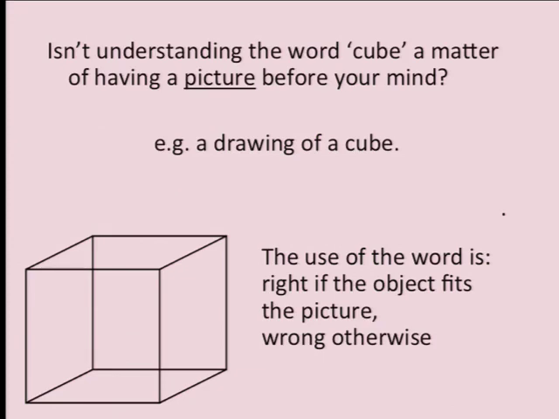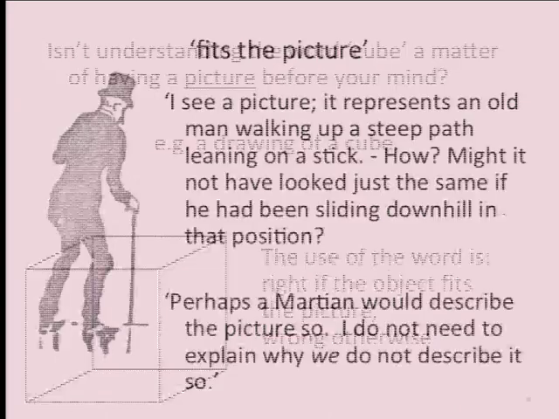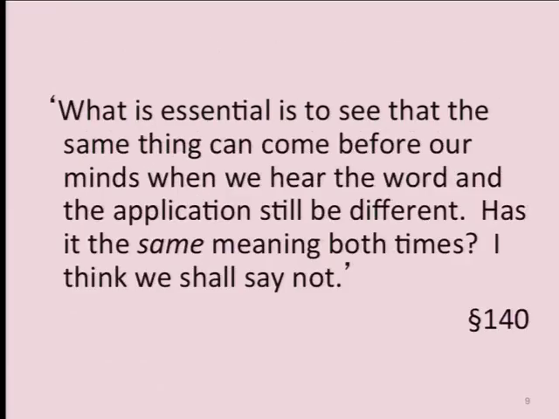Well, clearly not. Even if it's the same picture, if we are using the picture differently, then we're associating different meanings with the sign. So the picture can't be the key thing. The same picture could come before our minds when we hear the word cube, and the way we're using the word cube could be wildly different. So would the word cube then have the same meaning for you and me because we're associating the same picture with the sign? And Wittgenstein says, I think we shall say not. Yeah?